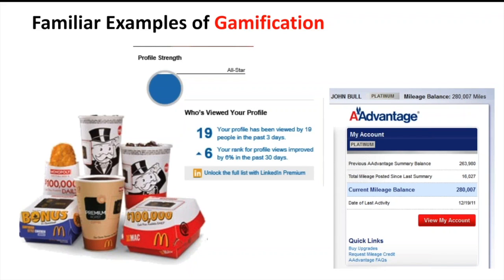Have you noticed that with LinkedIn, you're never actually done, right? Well, the reason is because LinkedIn wants you to keep giving information about yourself. So by having this game mechanic, it keeps you engaged, keeps you giving information that you might not necessarily give them naturally. So think about the loyalty programs that you're a part of.